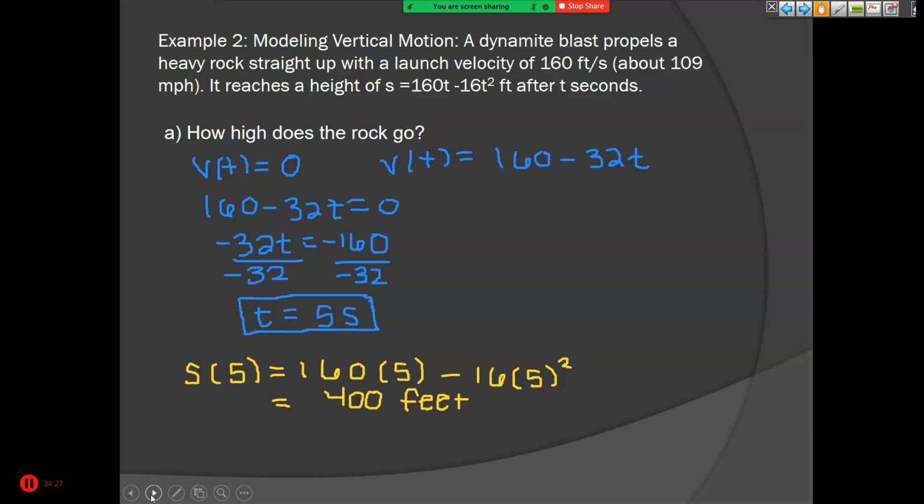Okay. So we get 400 feet. The position at 5 seconds, or the height, is 400 feet. That is the max height of the rock.